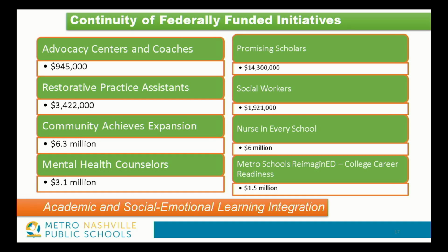Community Achieves expansion. One of our universal strategies under Metro Schools Reimagined is for Community Achieves to be in all schools to provide wraparound services for both students and families. $6.3 million represents the investments we're making through ESSER to expand this program to 90 schools throughout the district.